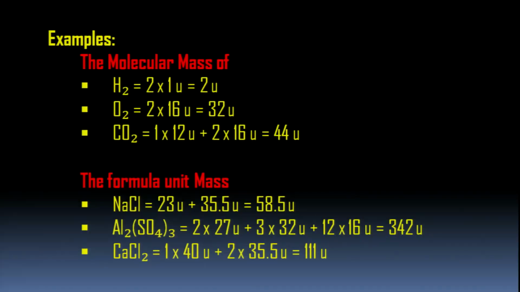Children, try it in your notebooks. Then comes calcium chloride. Calcium, atomic mass is 40 u. 1 atom of calcium is 1 into 40, plus chlorine, you know, 35.5 for 1 atom of chlorine. But here you have 2 atoms of chlorine, Cl2. So 2 into 35.5, it comes out to be 71. 71 plus 40, it is 111 u.